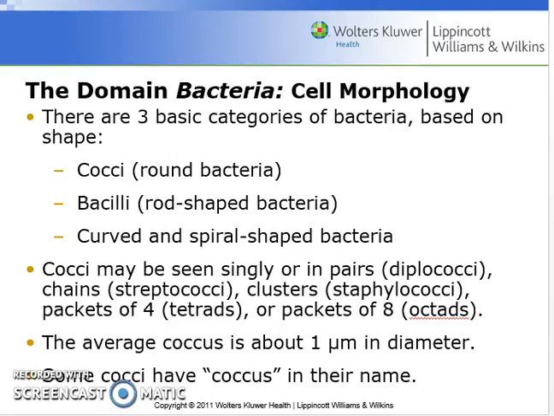Every typical coccus is generally about 1 micrometer in diameter, so that's something that can be expected when you look at bacteria under the microscope. And anytime you have a bacterial cocci, you're typically going to have the word coccus in the scientific name of the organism.